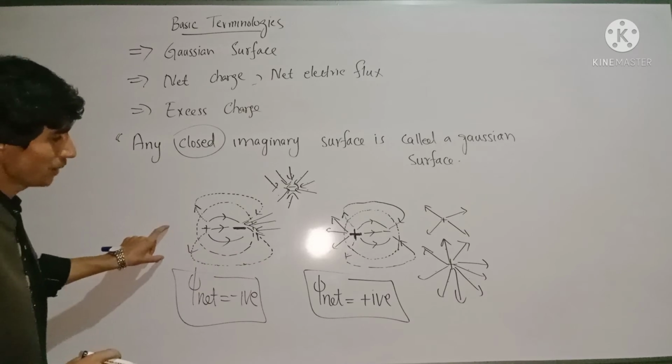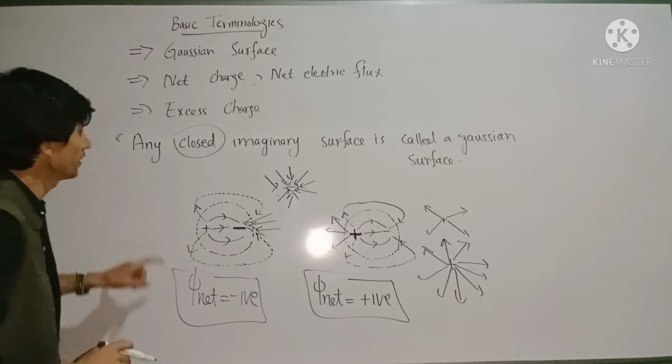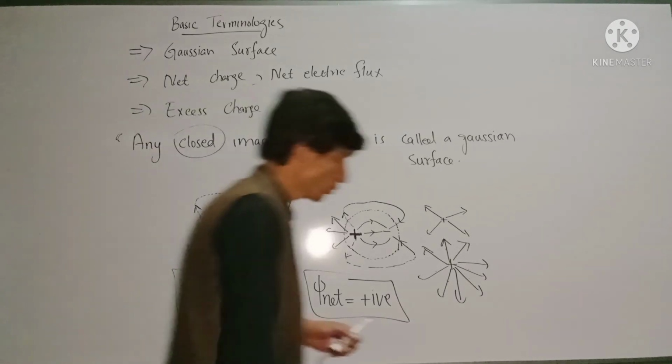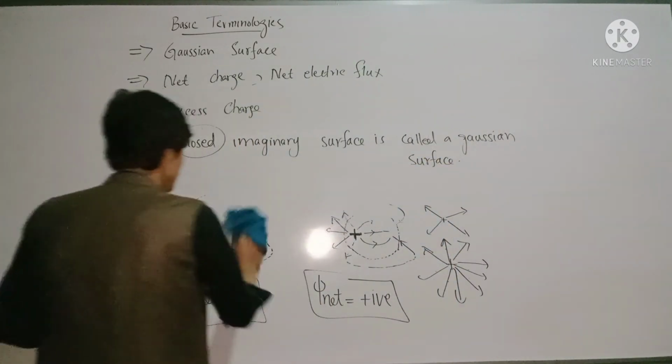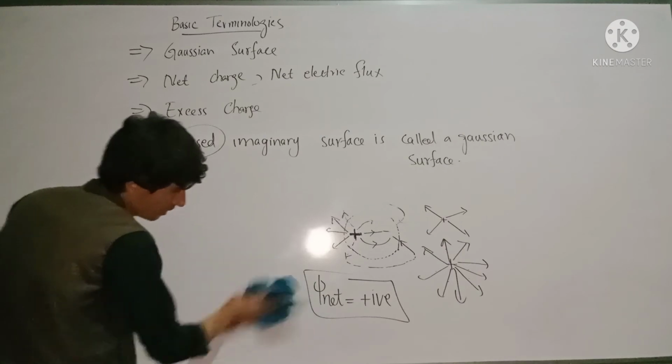So this was the concept behind the net electric flux. Now the last one is excess charge. So what is excess charge?